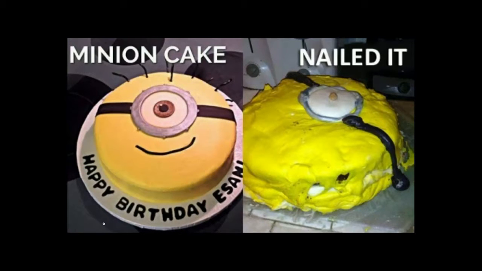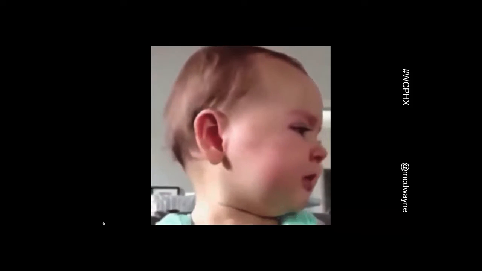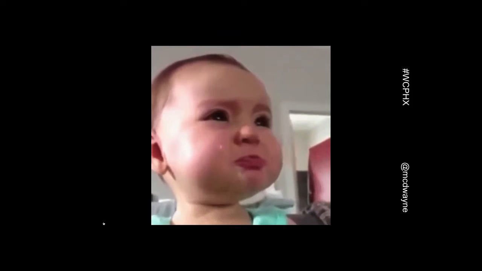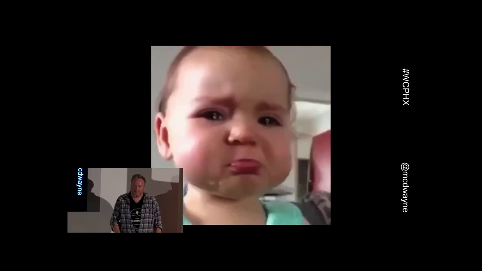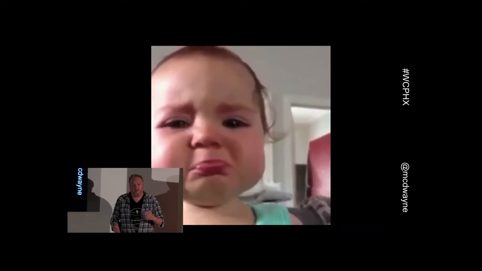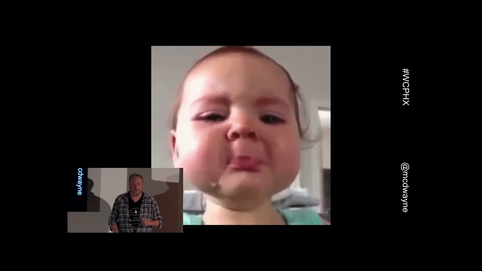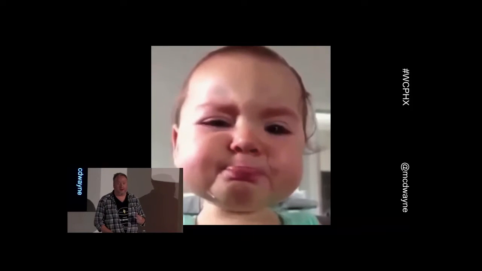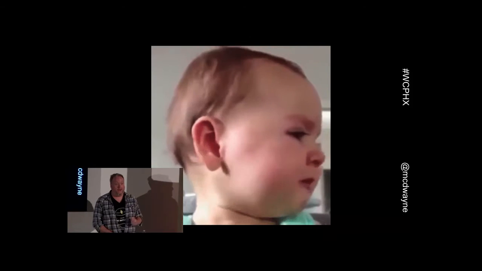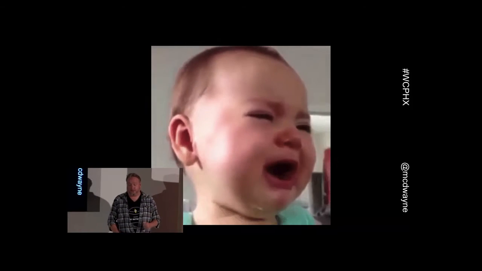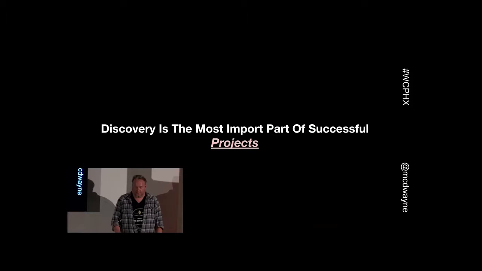Yes, this is a yellow cake with an eyeball on it. Is it what they asked for? I doubt it. I seriously doubt it. And as we all know, when people don't get exactly what they want, they get cranky. And cranky people are awful to deal with. She's not so bad. But a client calling you, a customer saying, this is not at all what I signed up for, I want my money back, or now we need to do all this extra work, it's just an awful feeling.